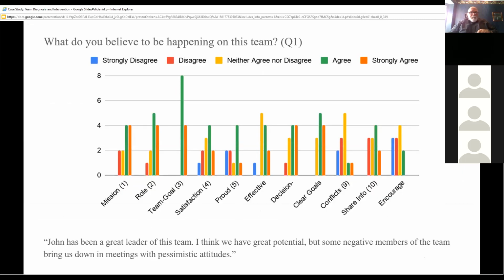Okay. It's a best practice to do forced response if you're doing explanatory mixed methodology. That is correct. All right, what do you believe to be happening on this team?